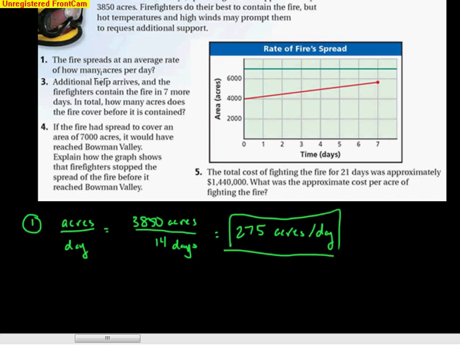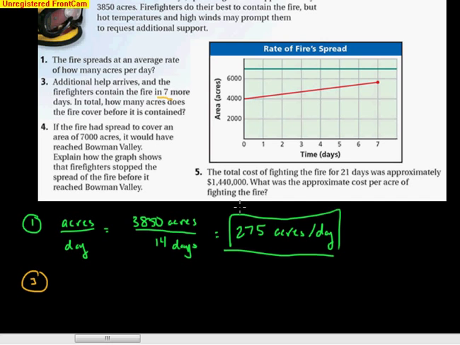Okay? Alright, scroll down a little bit more. So it says number 3. Additional help arrives and the firefighters contain the fire in 7 more days. In total, how many acres does the fire cover before it is contained? Okay, so 7 more days have gone by. Well, we have a rate here, and I'll do part 3 in orange. We have a rate here of 275 acres per day, and the fire goes on for 7 more days.